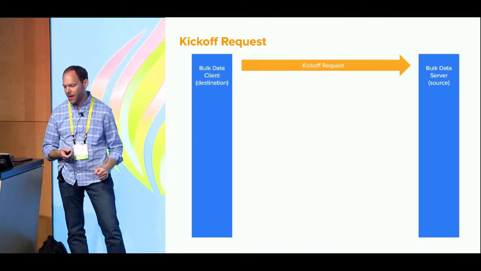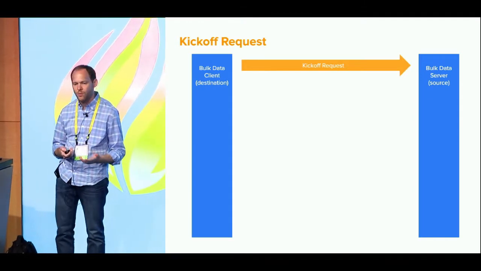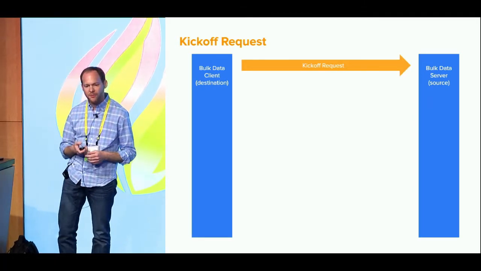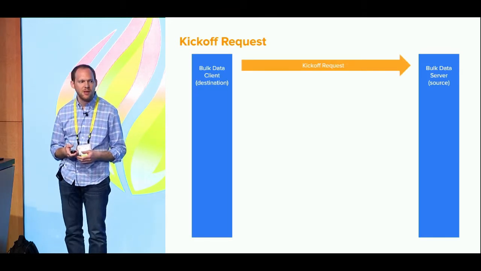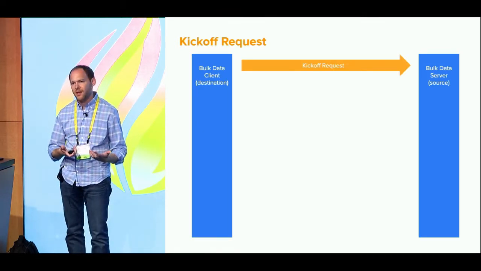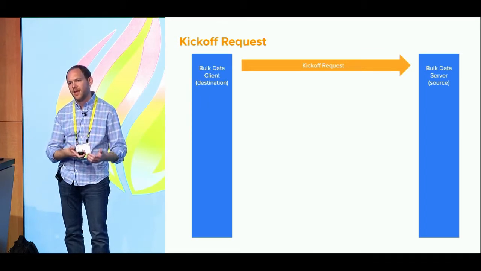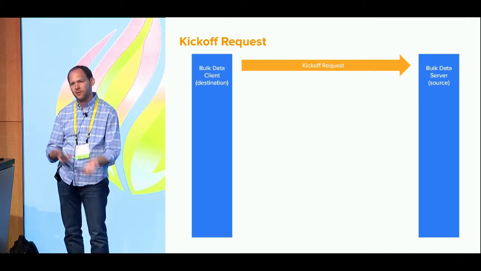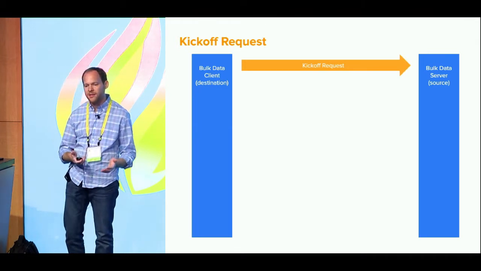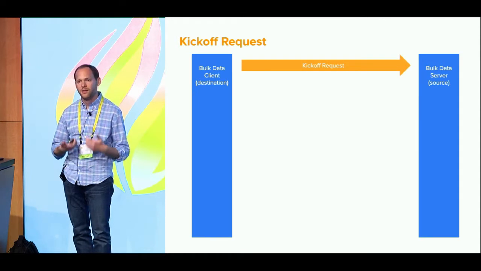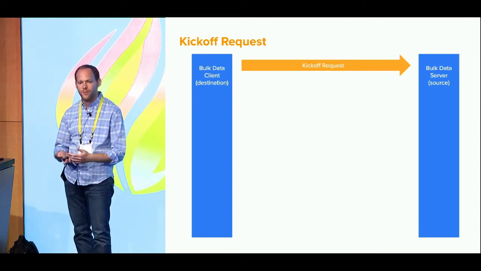OK, so what does this look like? How does this flow actually work when you do it in practice? So here on the left side of the screen, we have the bulk data client, which is the system that's requesting the data. And so you might think in a lot of cases that'll probably be some sort of middleware that'll pull down the data and then kick off an ETL process to load it somewhere else. On the right side here, we have the bulk data server. That could be an EHR. It could be a clinical data warehouse. It could be a cloud environment.